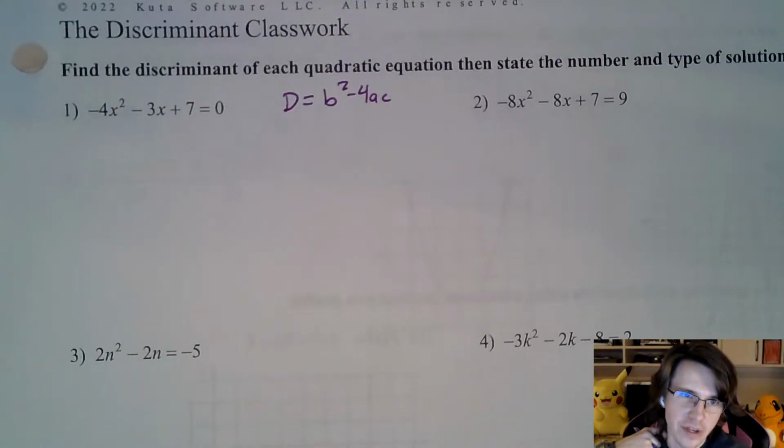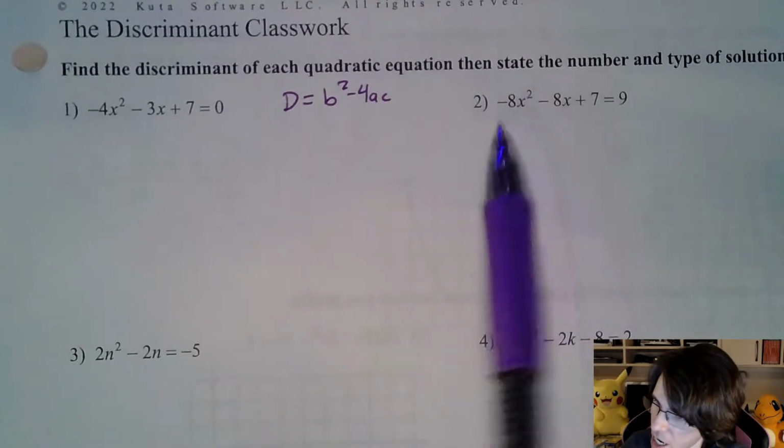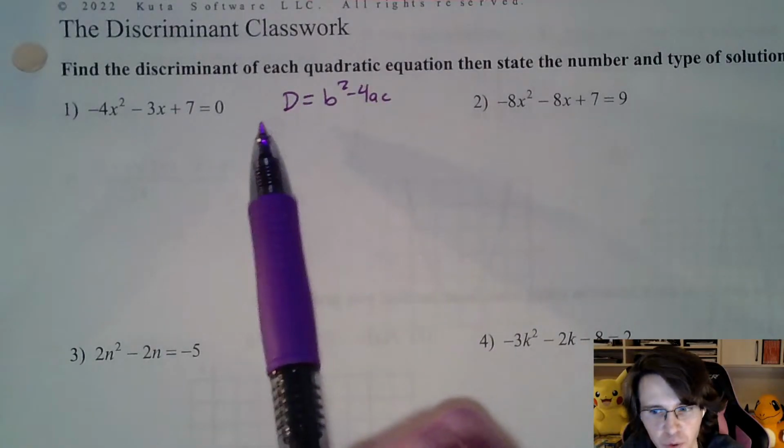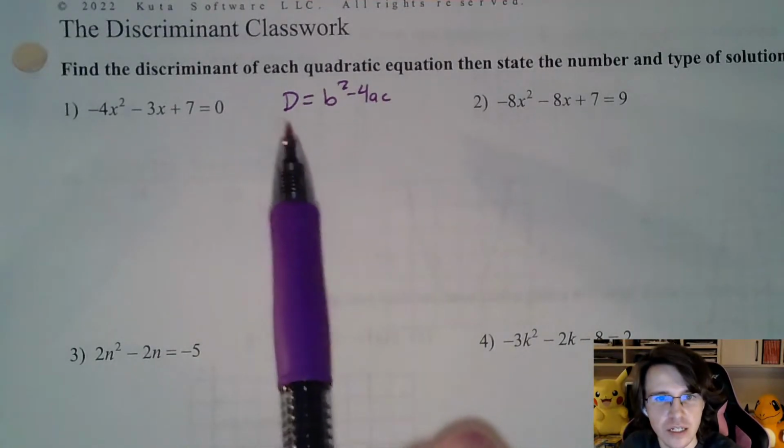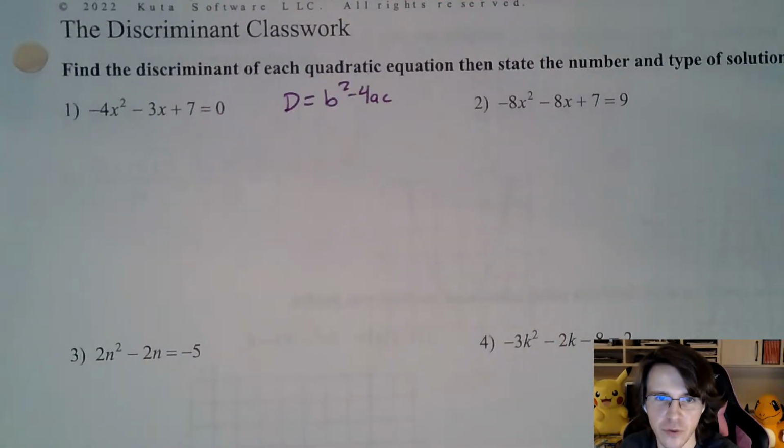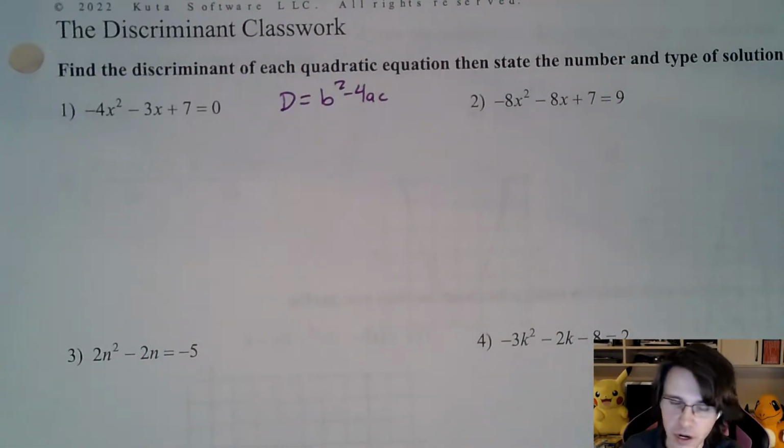So let's hop into this discriminant classwork here. I've already written down the equation for the discriminant. That is D is equal to b squared minus 4ac. It is the part of the quadratic formula that is under the square root, and it's going to help us determine what type of solutions we have and how many of those solutions we have. Remember, the possibilities are 0, 1, or 2. And let's go from there.